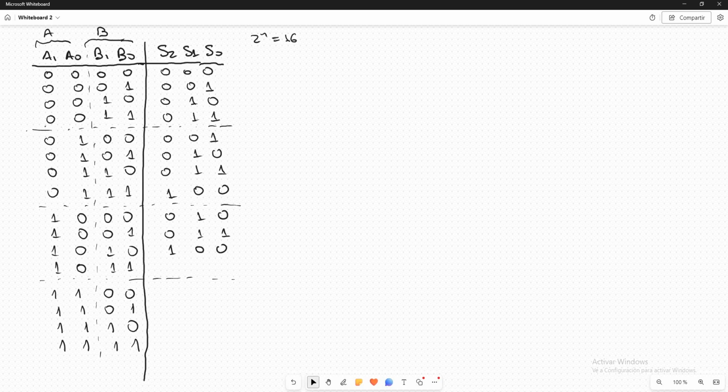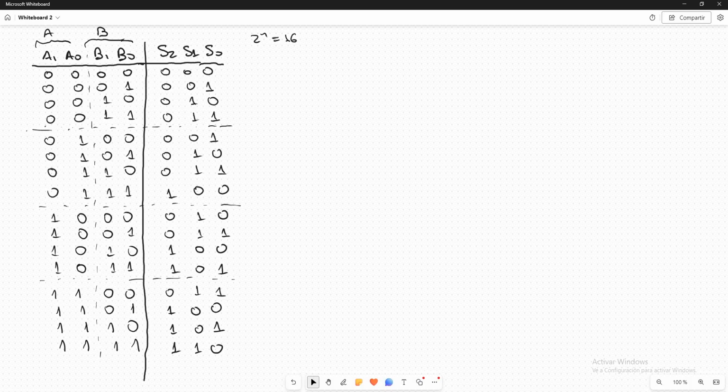I'm just summing numbers in binary and writing here the result. 2 plus 3 is 5. 3 plus 0 is 3, sorry. 3 plus 1 is 4. 3 plus 2 is 5. And finally 3 plus 3 is 6. So we have built the truth table just using the problem definition. So with the truth table we can already apply the method of simplifying functions.